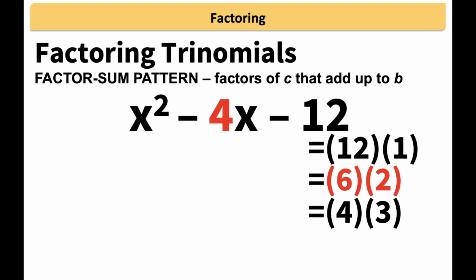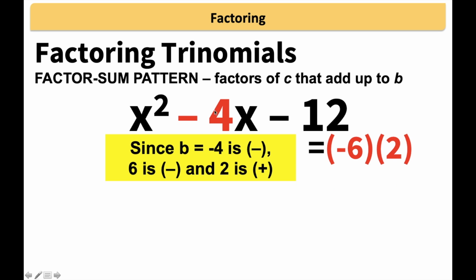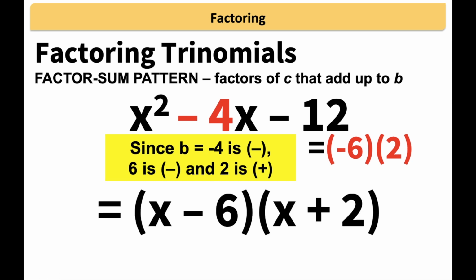So, now, ano magiging sign ng 6? Ano naman magiging sign ng 2? Since B, or itong negative 4, is negative, ibig sabihin yung mas malaking number, which is 6, siya yung kukuha ng negative na sign. And positive naman yung 2. So, ang ating magiging factor ngayon would be x minus 6 times x plus 2.